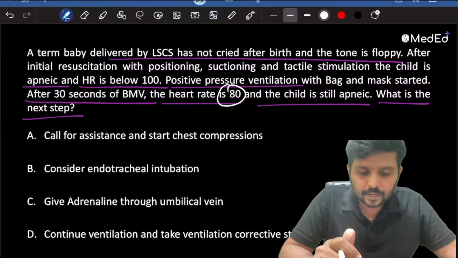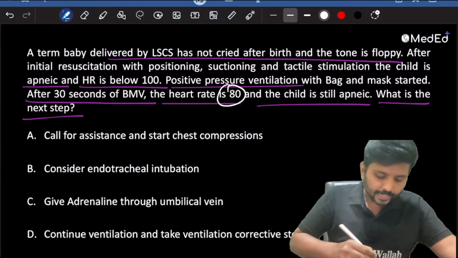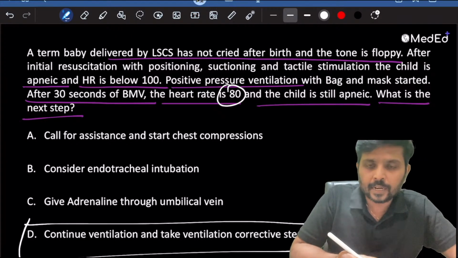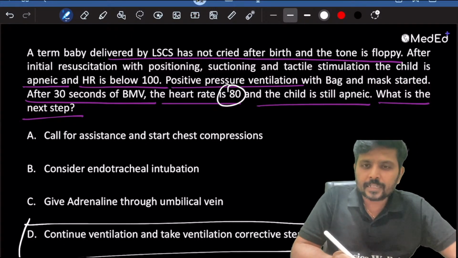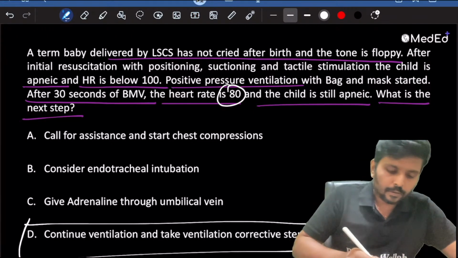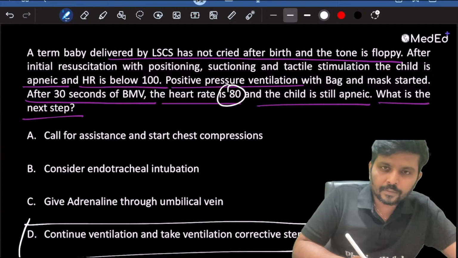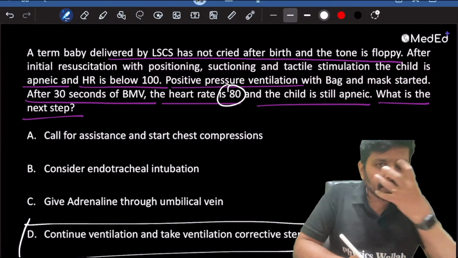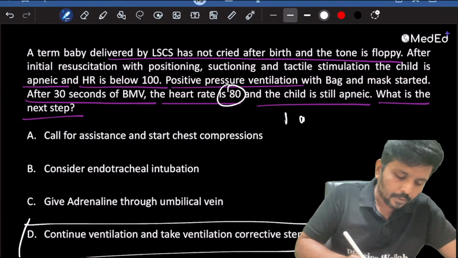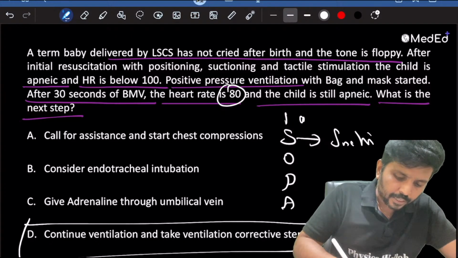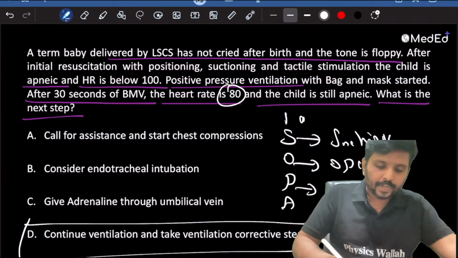In between 60 to 100 means what you are supposed to do? Ventilation correction steps. What do you mean by ventilation correction steps? Can anyone tell me? It is called ventilation corrective steps. So you need to snugly fit the mask. MR SOPA. So you need to give proper suctioning. You need to open the mouth. You need to put adequate pressure.